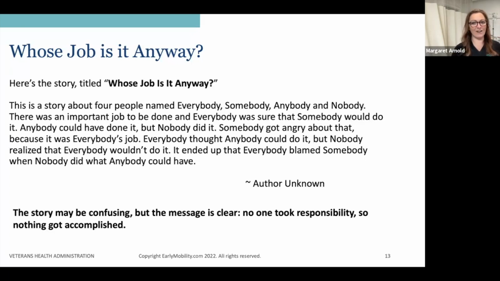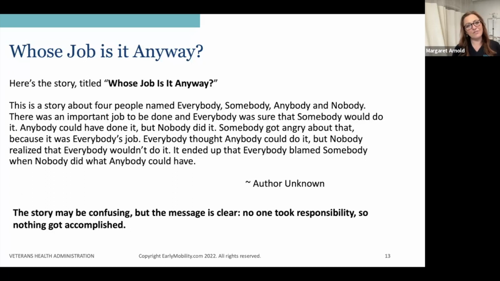Somebody got angry about that because it was everybody's job. Everybody thought anybody could do it, but nobody did it. Nobody realized that everybody wouldn't do it. It ended up that everybody blamed somebody when nobody did what anybody could have. Confused yet? But this brings the point down. The message is clear. No one took responsibility, so nothing got accomplished.